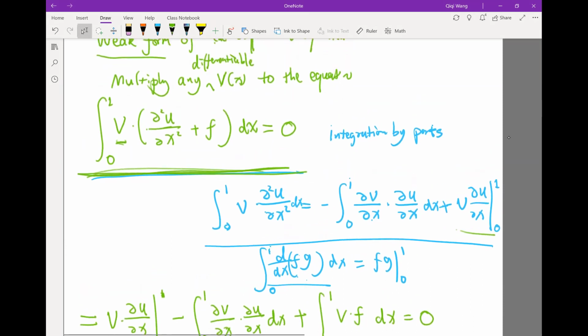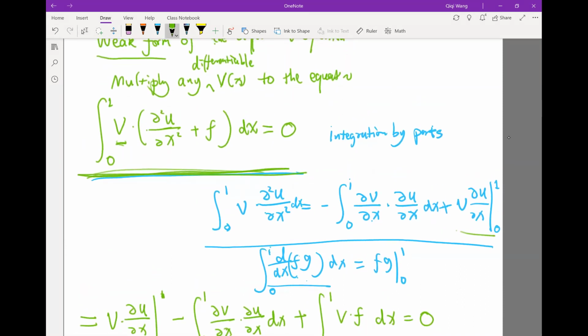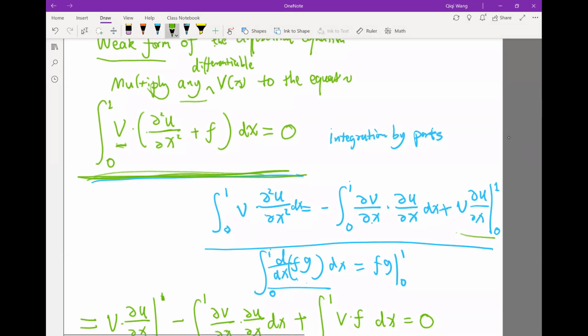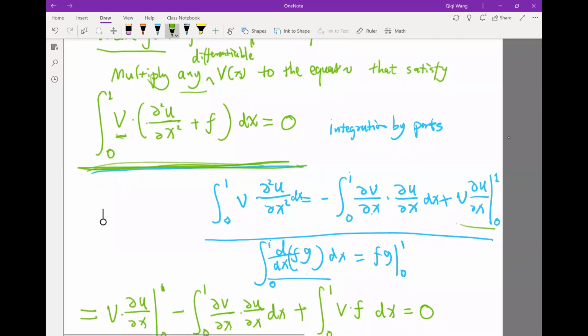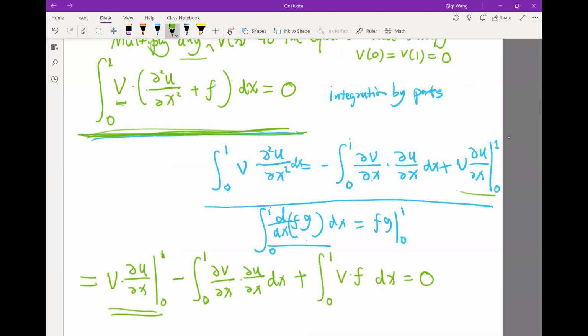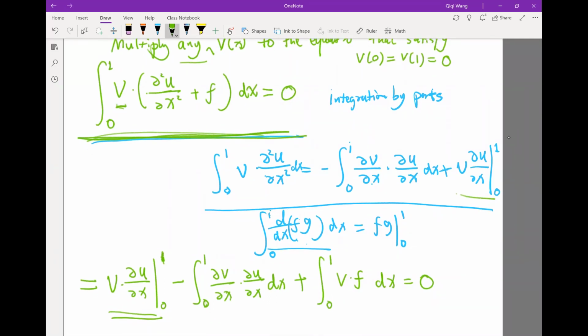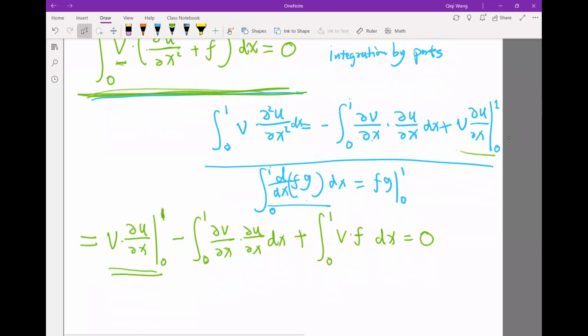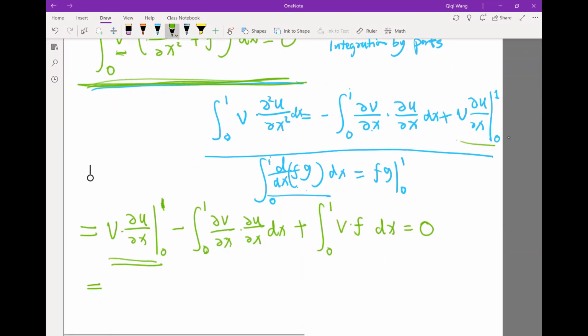And in order to do that, I'm going to put a little bit of restriction on this any v. I'm going to be multiplying any v that satisfies a particularly convenient boundary condition, which is the same as that for u: v of 0 equal to v of 1 equal to 0. So if my v satisfies that boundary condition, I can actually remove this boundary term, because the boundary term is evaluated exactly on the boundaries. So if v is 0 on the boundaries, then I don't have to consider the boundary term. And the whole equation simplifies to the following.